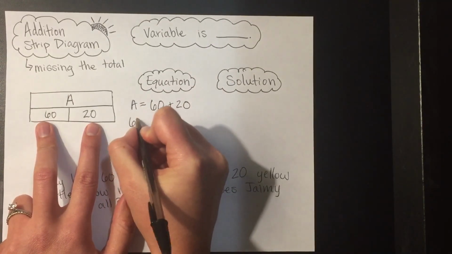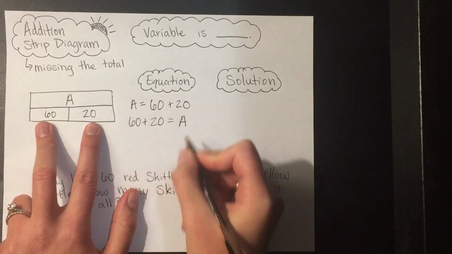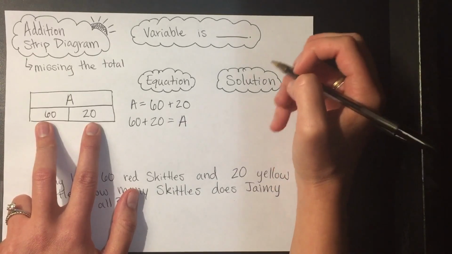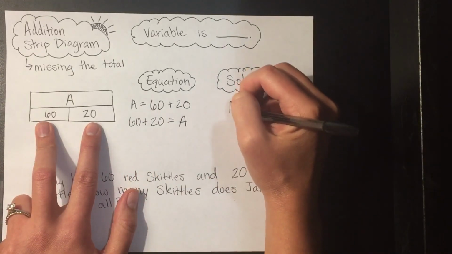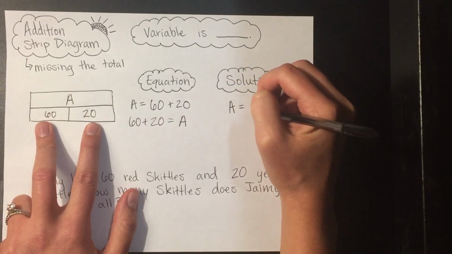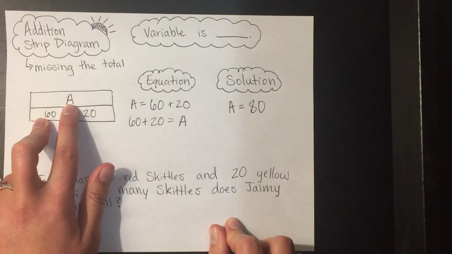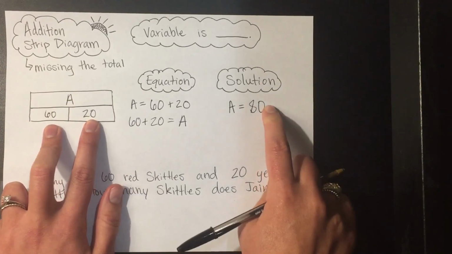You could also write that as 60 plus 20 equals a. Says the exact same thing. Just flipped what was on either side of the equal sign. Your solution here would literally be to solve and add. So when you add 60 plus 20, your solution would be a equals 80. And then you can go plug 80 back in and make sure it makes sense with the numbers you're given. So 60 plus 20 does equal 80.